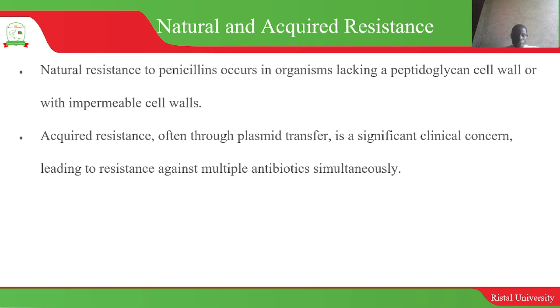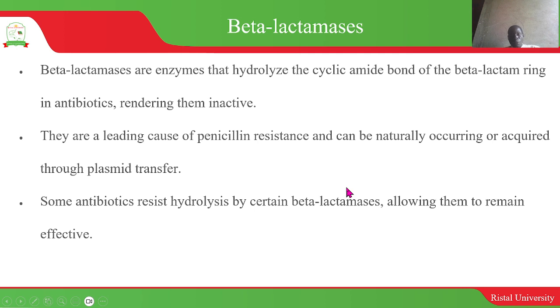Natural and acquired resistance. Natural resistance to penicillin occurs in organisms lacking a peptidoglycan cell wall or with impermeable cell walls. Acquired resistance, often through plasmid transfer, is a significant clinical concern. We talked about plasmids already and how even bacteria undergo conjugation and transfer the resistant variant from one bacterium to another. So indeed, it's a significant clinical concern linked to resistance against multiple antibiotics simultaneously.